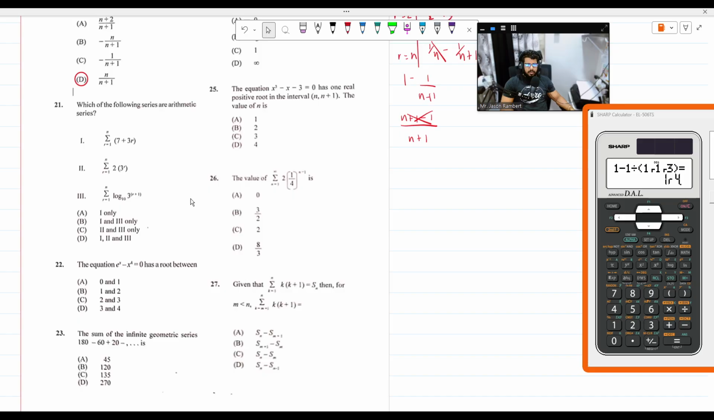Which of the following series are arithmetic series? 7 plus 3r. That is indeed an arithmetic series, right? The second one now. Well, 1 is an answer. So I just always like to do these particular types of questions using a process of elimination. So since 1 is an answer, this and this are answers. So let me check and see if 2 is one of them as well. We have to manually check, right?